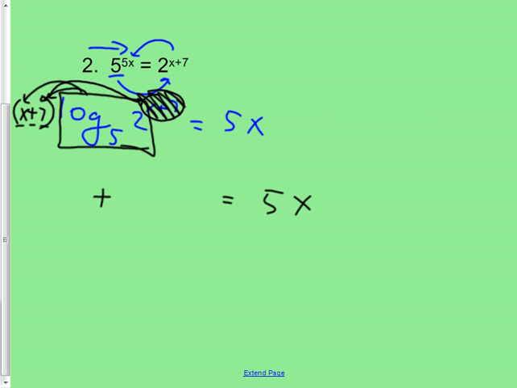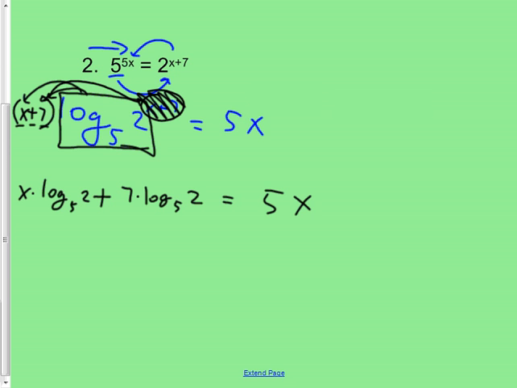Just multiplying. And log base 5 of 2 is a number. Did you say x times log base 5 of 2 and 7 times log base 5 of 2? Do you have that? Okay, good.